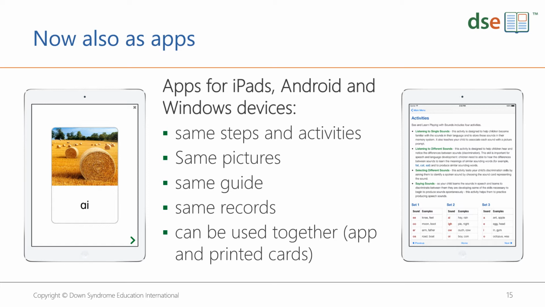We have now started to produce app versions for all our kits. The first apps are usually iPad versions, and we're trying to follow them with the Android and Windows versions as quickly as we can, but it does take time to do these things well. The apps have the same content as the printed kit. They take you through the same steps and the same activities with the same guide, same record sheets, so they can be used together.